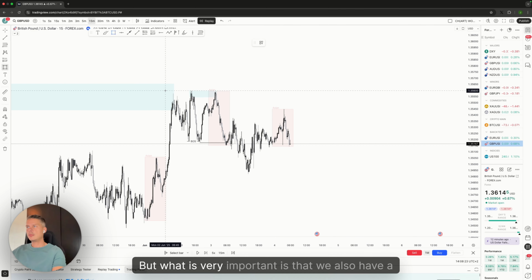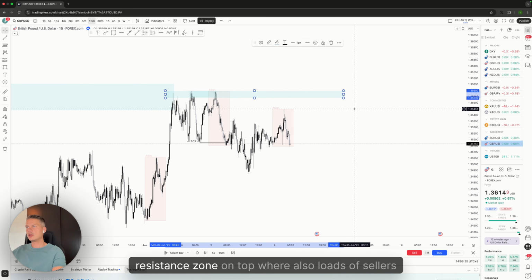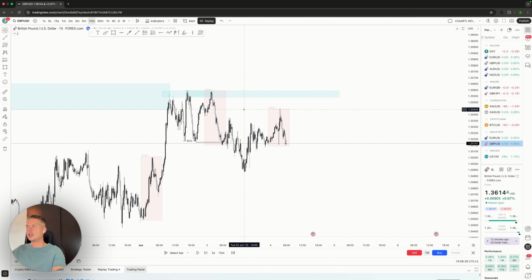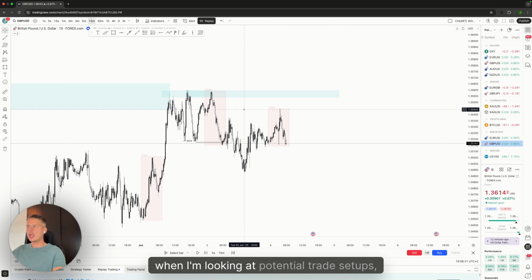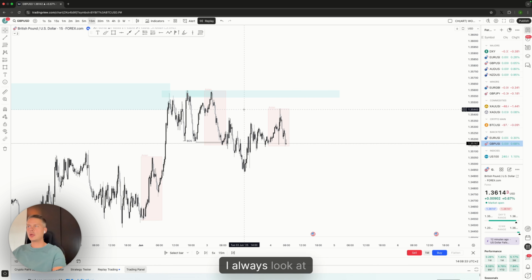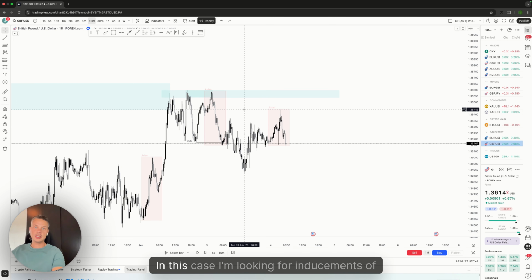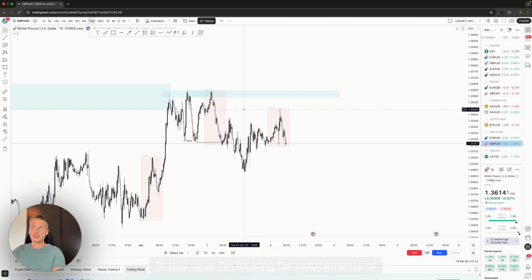But what is very important is that we also have a resistance zone on top, where also loads of sellers will come into the market. So when I'm looking at potential trade setups, I always look at an inducement of a certain trader. In this case, I'm looking for inducements of sellers, and we get loads of them, right? We get loads of them.